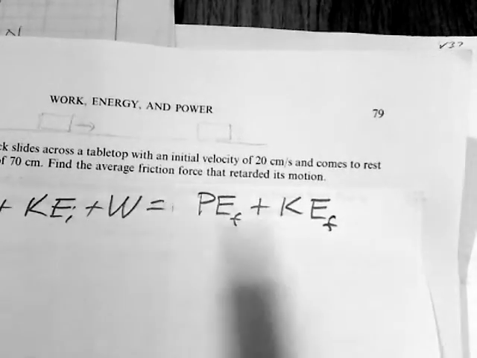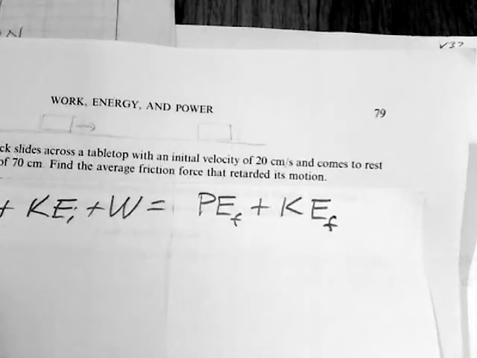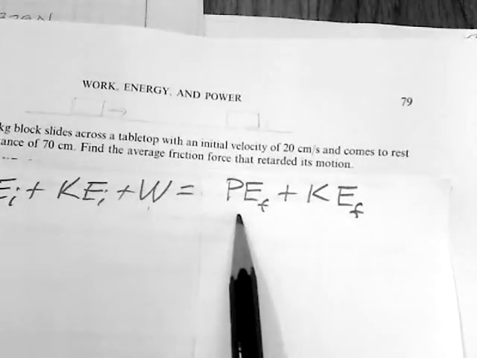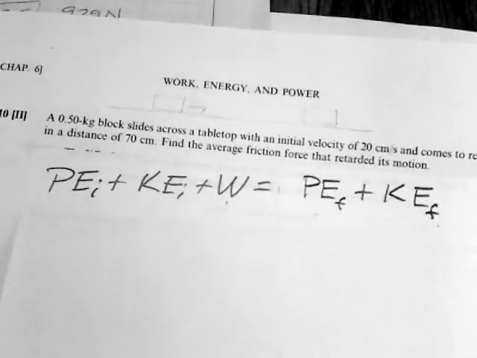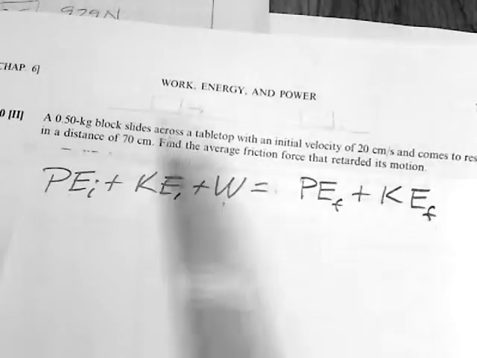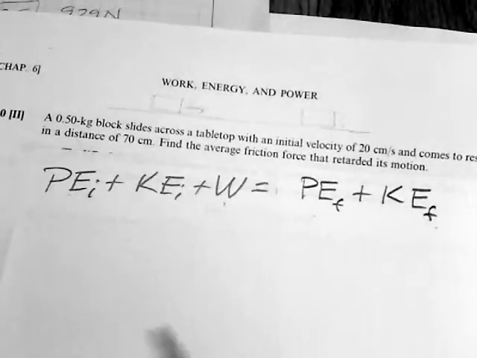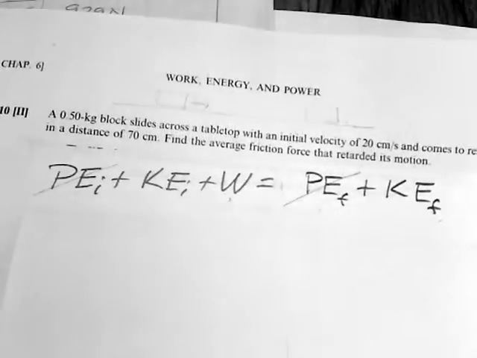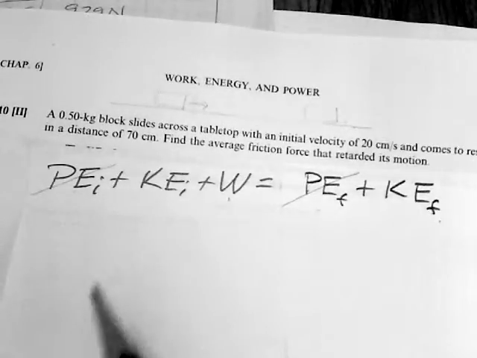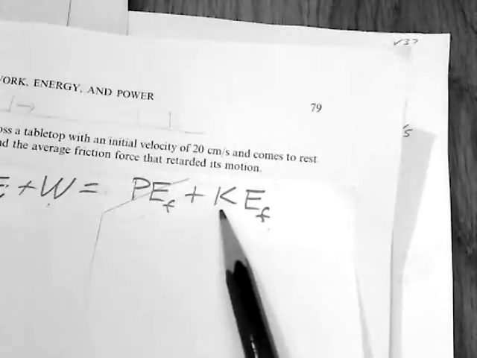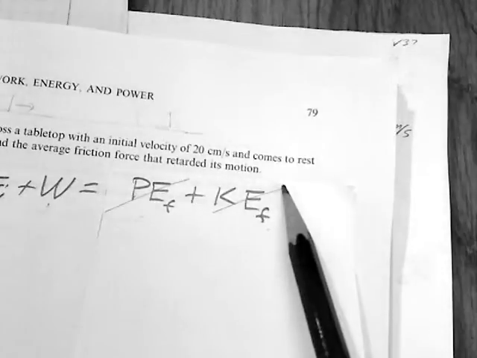If we start with our traditional conservation of energy equation, initial potential energy plus initial kinetic plus work equals final potential energy plus final kinetic. Because the block is on a level surface at the beginning and end of the problem, you can say that the initial and final potential energy are zero. You also can use 1/2 mv squared for the initial kinetic energy, and the final kinetic energy is also zero.